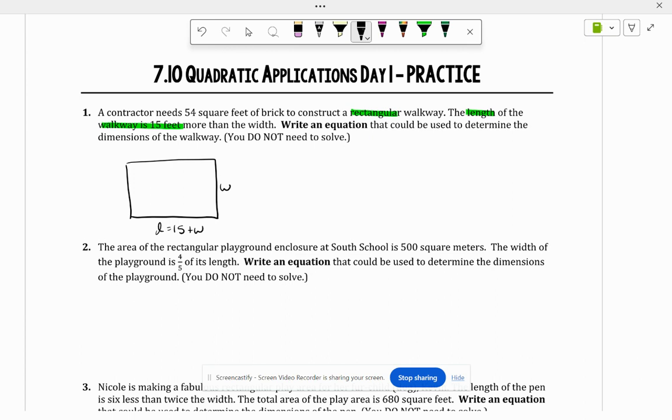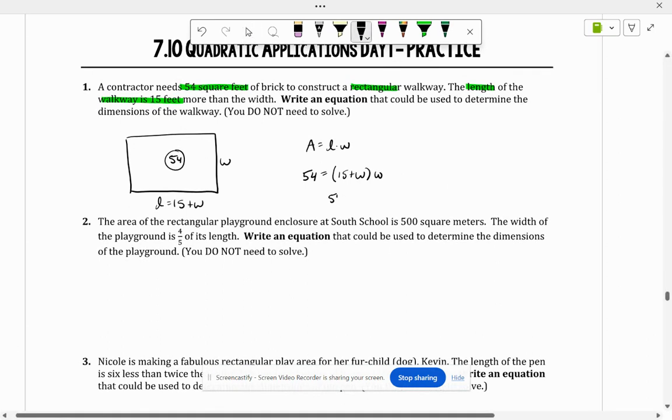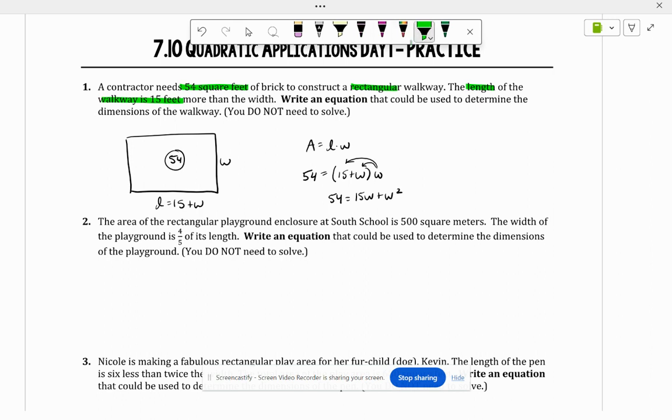So it says that the area, I forgot to see that piece, 54 square feet is 54. So that's going to go right in the center of the figure. I know that the area of a rectangle can be calculated as length times width. I have a given area of 54. My length is 15 plus W, so I'm going to go ahead and substitute that in for length. And then it's times W. So if I wanted to make this into a little equation, I would have 15W plus W squared equals 54.